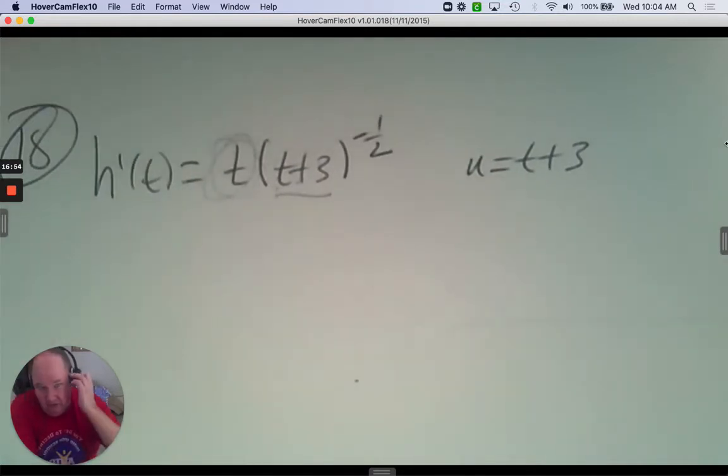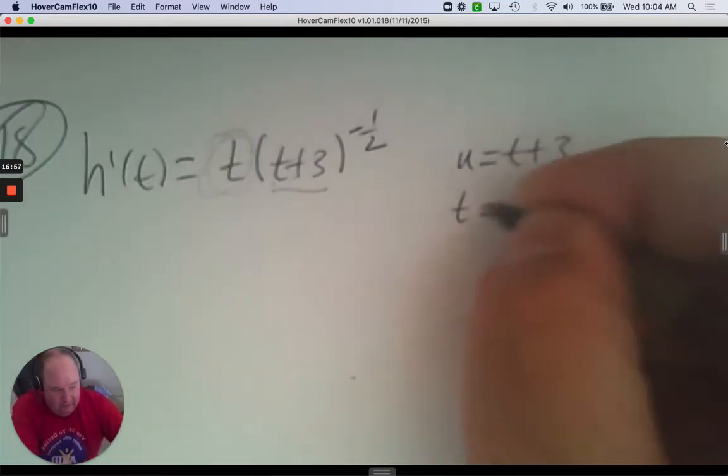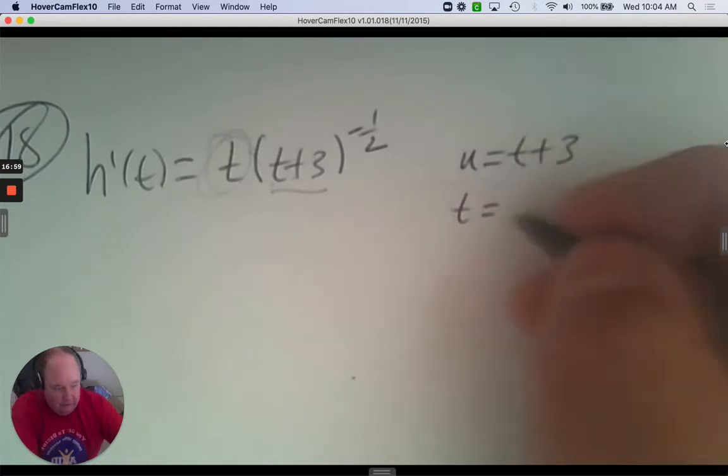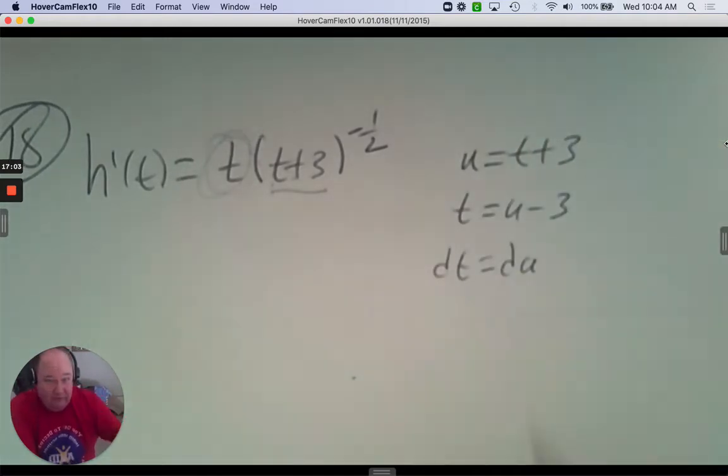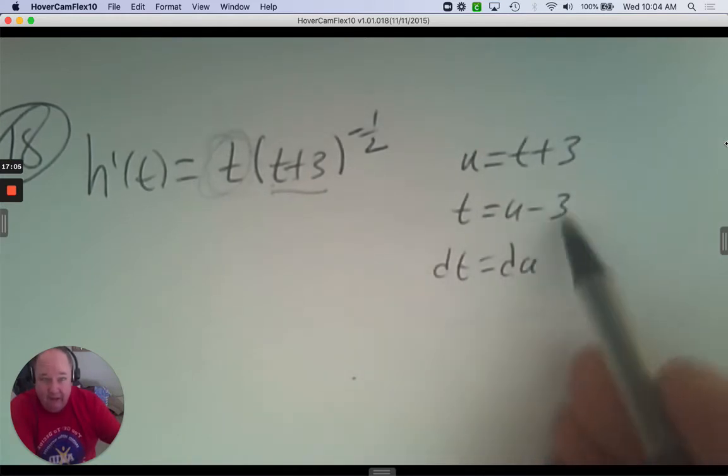So that's u is equal to that. Then I'm going to see what t equals. So I'm going to subtract 3. And then I'm going to take the derivative. So the derivative of t, the derivative of u, and then negative 3 is just 0.